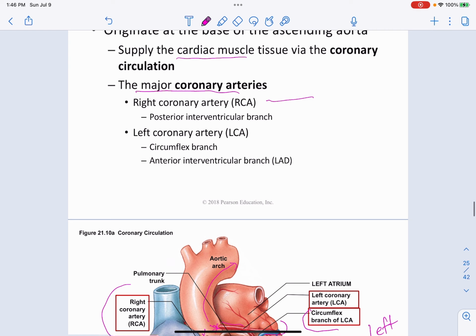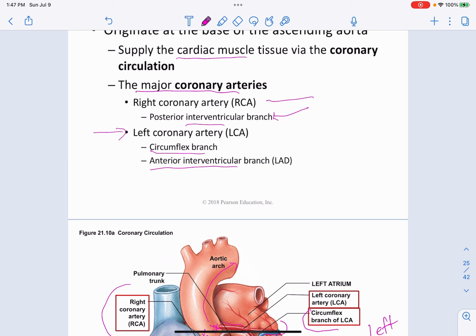and you can't see this until I show you a posterior view, is going to branch into the posterior intraventricular artery. It is called this because it is running down that intraventricular septum area. That's why it's called that. But what I did show you was the left coronary artery branched into the circumflex artery. That's going to kind of go around the back. And then there was an anterior intraventricular branch.